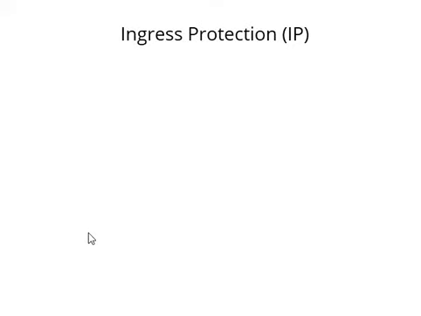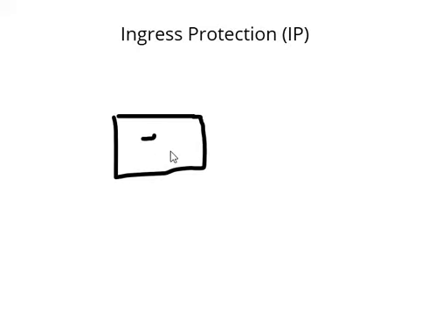So, Ingress Protection, in short called IP, is a very important specification from the electronics enclosure perspective. If you are a beginner and you are pretty new to this IP naming, let us assume you have a PCB. For example, there are some components on top of it.